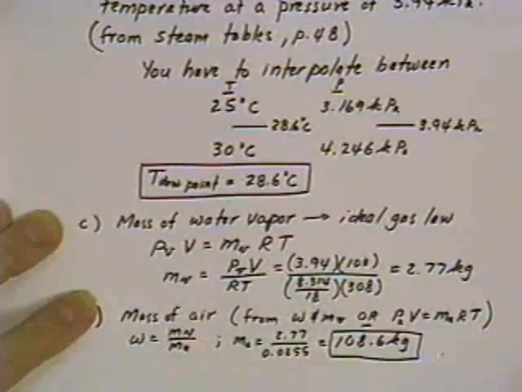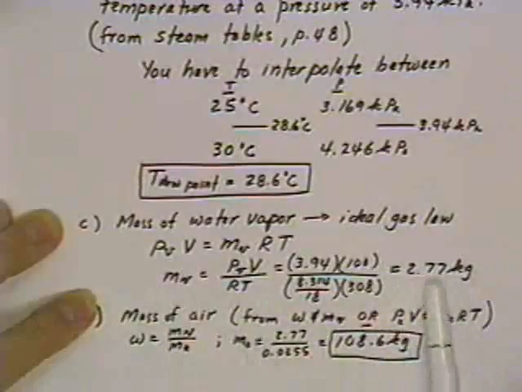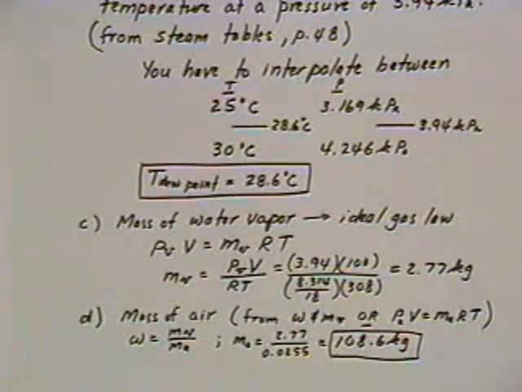Water vapor, H2O, has a molecular weight of 18. So 8.314 divided by 18 gives us R for the water vapor, and we're at 35 centigrade, which is 308 Kelvin. If we calculate this out using the ideal gas equation, PV equals mRT, we find that 100 cubic meters of the air-water mixture contains 2.77 kilograms of water vapor.